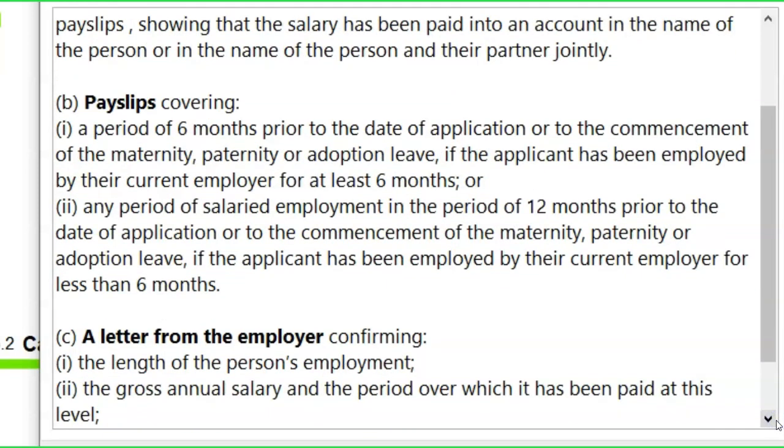And then we have specific rules about the payslips. The Home Office says that your payslips will need to cover at least 6 months if you were with the same employer for 6 months or more, but this period extends to 12 months if you were with the same employer for less than 6 months.